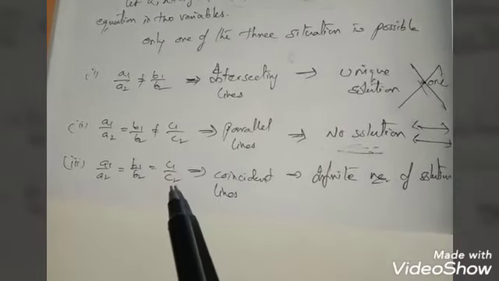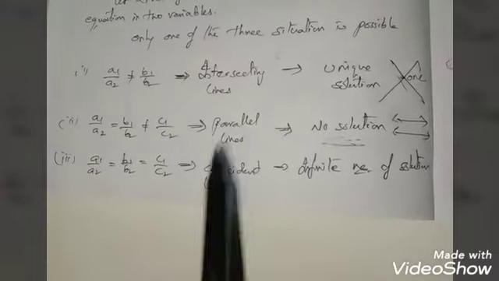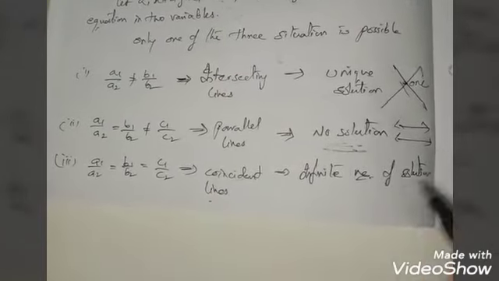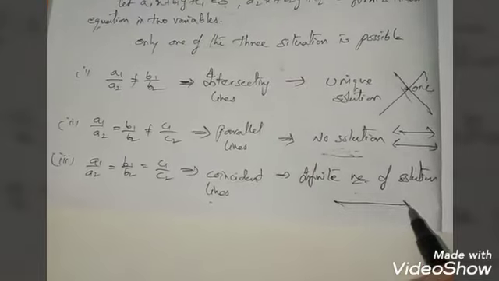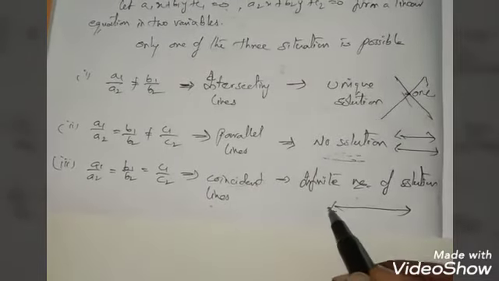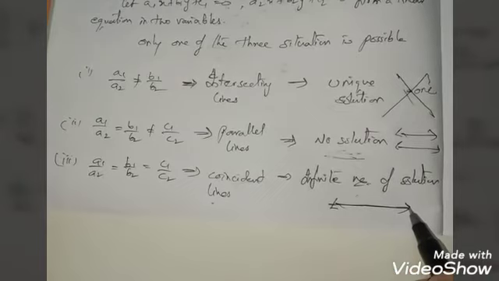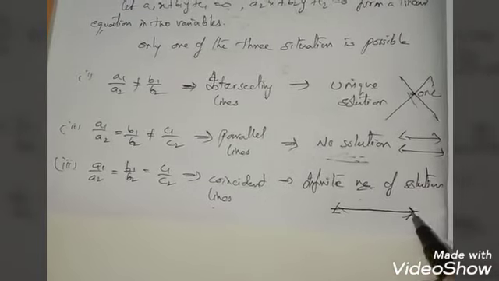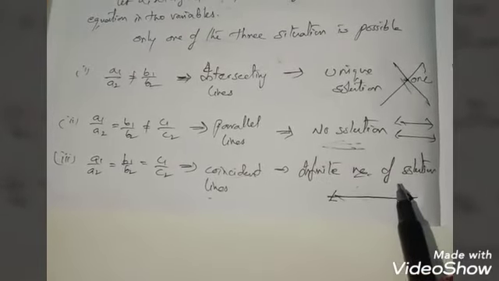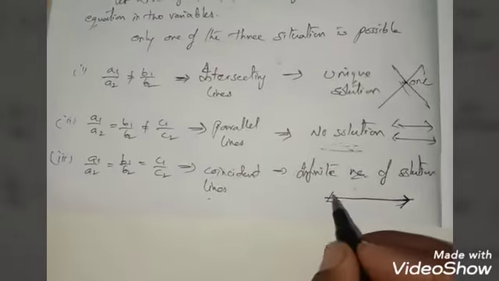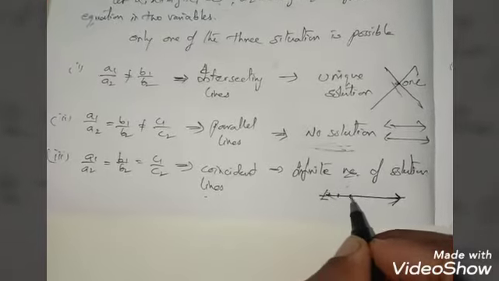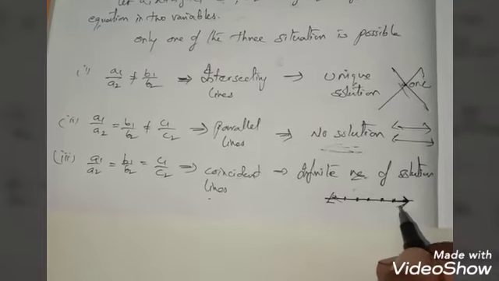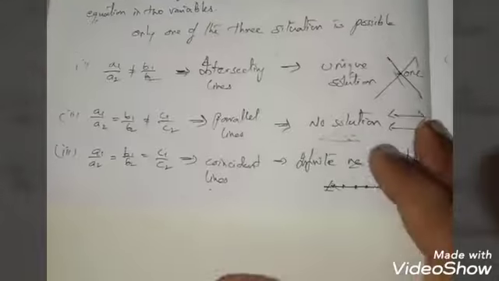Now coming to the third condition, if the ratio a1/a2 is equal to the ratio b1/b2, which is equal to the ratio c1/c2, then these types of graphs are called coincident lines, meaning one line meets the other line at the same points. So here we get infinitely many solutions. For example, these are the points; we get infinitely many points here.